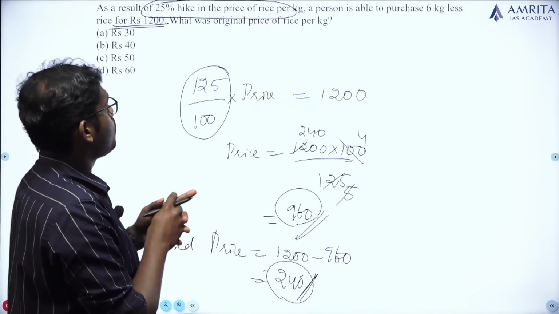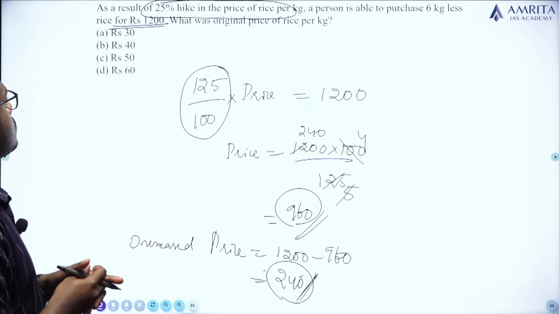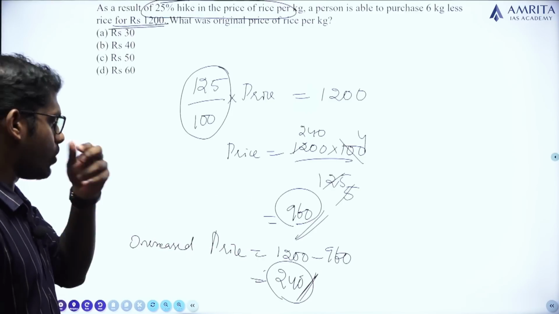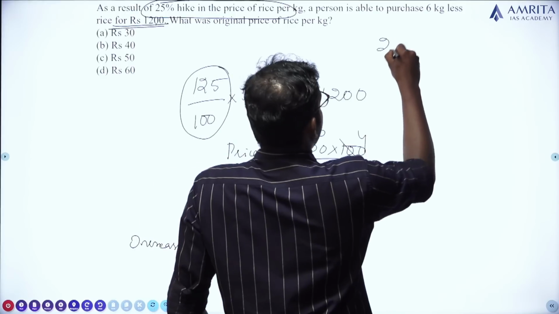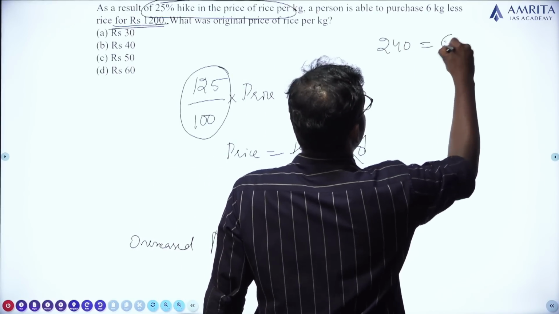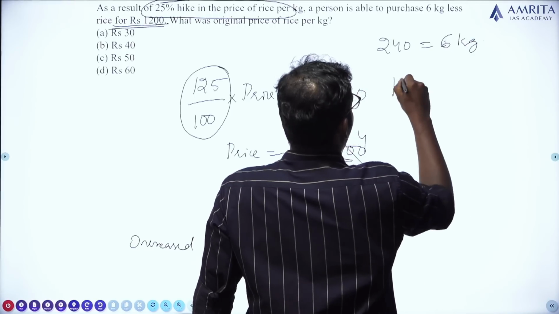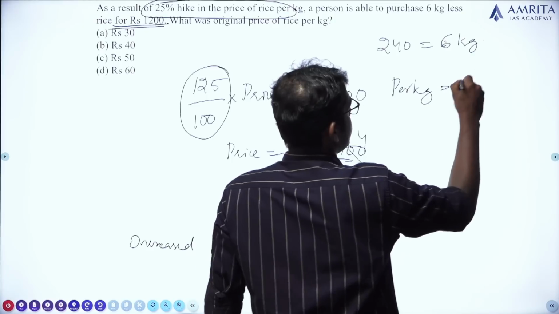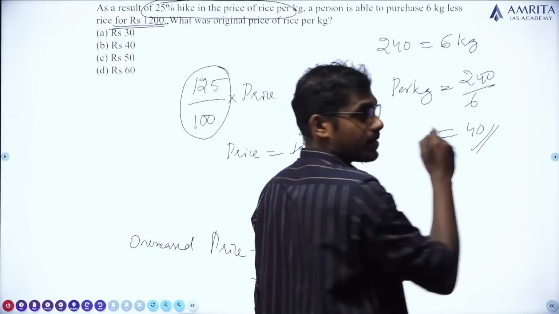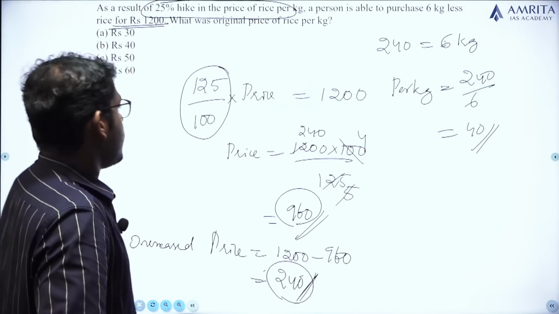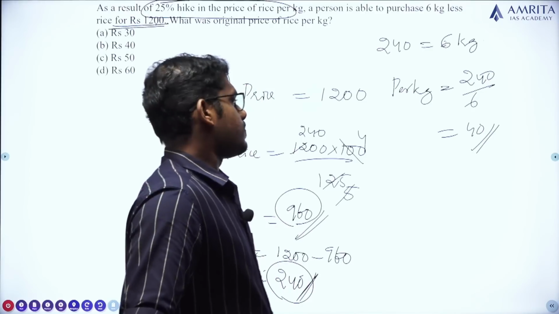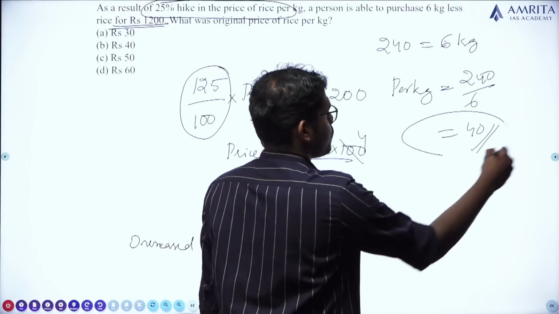So this 6 kilogram is equal to this 240 rupees, right? So 240 rupees is equal to 6 kilogram. So per kilogram it costs what amount? 240 divided by 6, that is 40. So per kilogram it actually costs 40 rupees. So this is the answer. The answer for this question is 40.